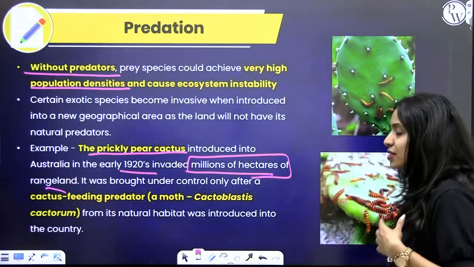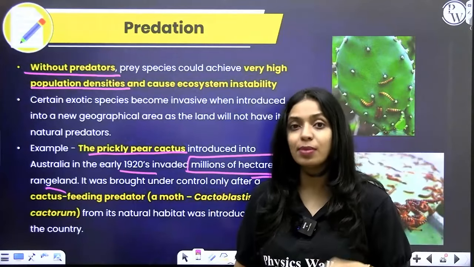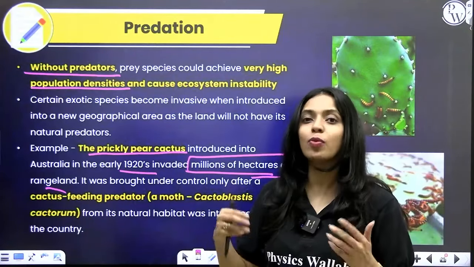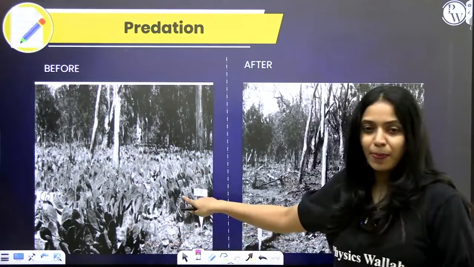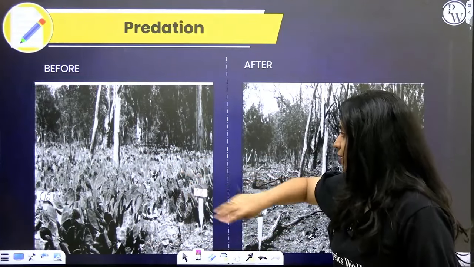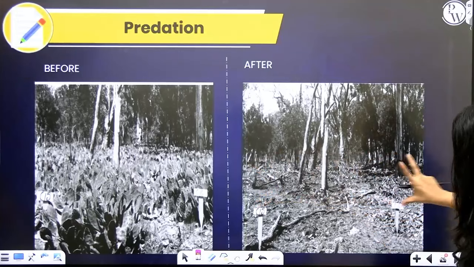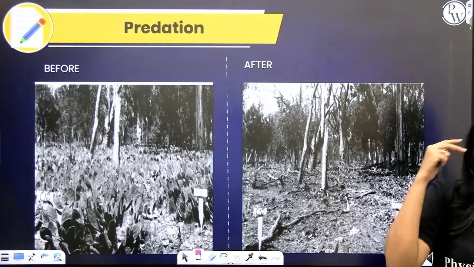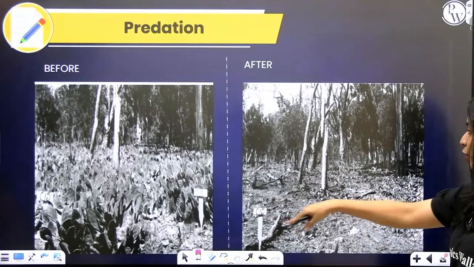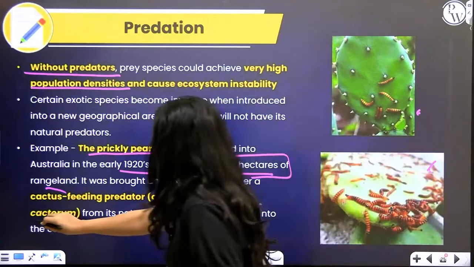Eventually what they did was they sent a team of scientists to America where this plant was naturally found, and they captured some moths from there and got them to Australia. And these moths ate up all these cacti, and it reduced its numbers. Here you can see the prickly pear cactus present in an agricultural land. It has completely taken over the land. Here you can see after, the exact same portion, the exact same area. You can see after the moth was introduced how it has eliminated all of the cacti from that region. The name of this moth is important to remember. It's called Cactoblastis cactorum. Okay.